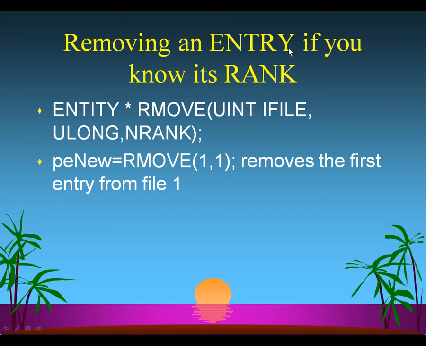You can remove an entry if you know its rank. So we use a function called rmove that has two arguments, file number and rank. This comma is an error, sorry, it should be taken out. And it returns an entity pointer. So the entity in the file is actually removed. It's no longer in the file, so it no longer has an entry pointer, but it does have an entity pointer which points to its attribute information. So here's an example of its use. This removes the first entry from file 1 and stores the pointer to the attributes in PENew. PENew is an entity pointer.